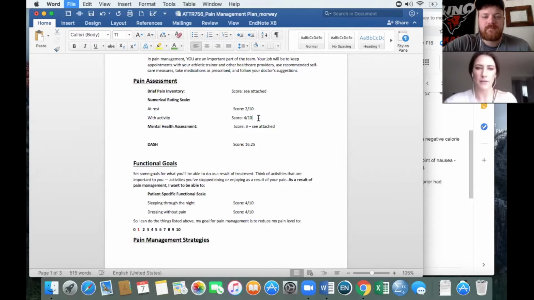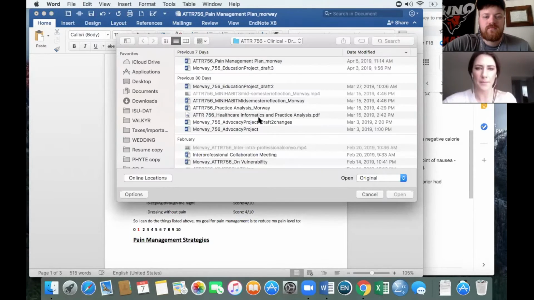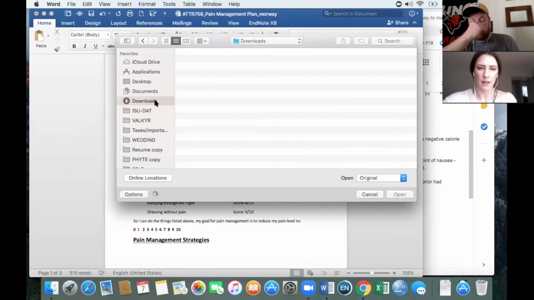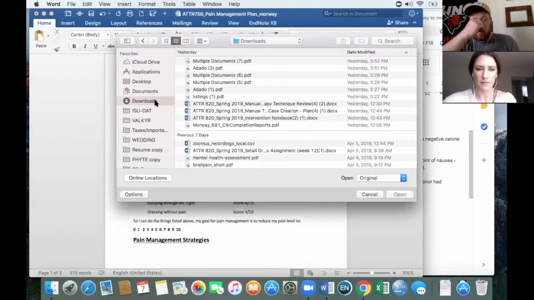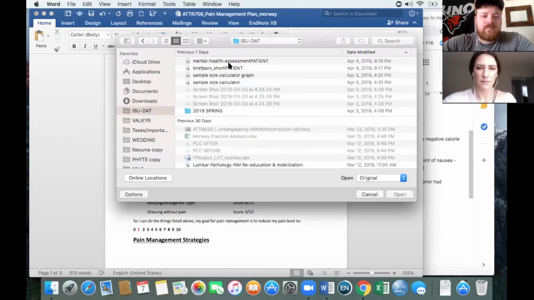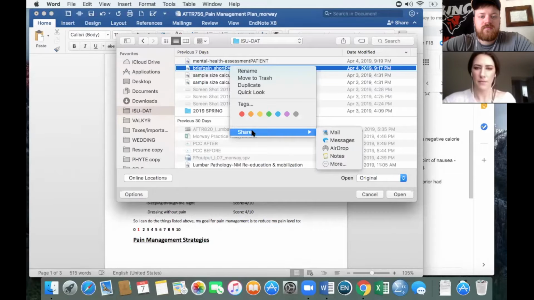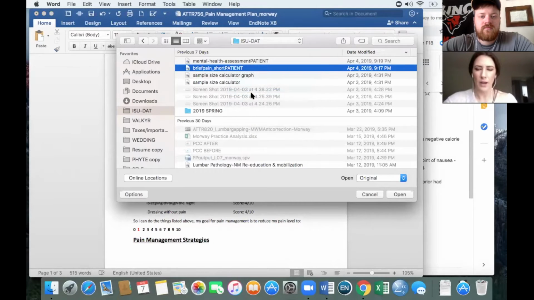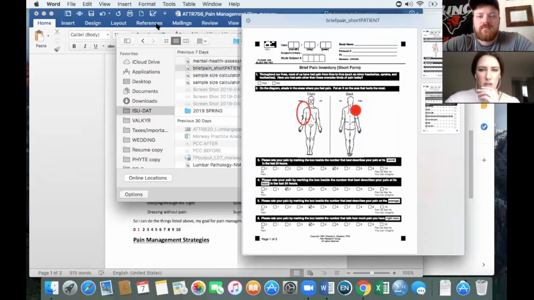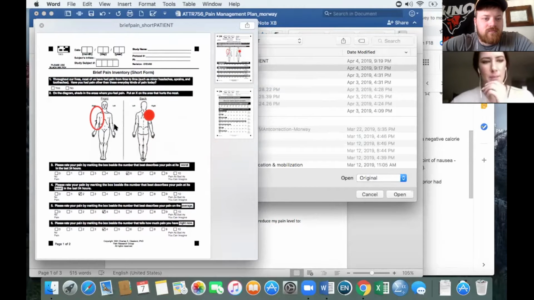I also use the brief pain inventory. So let me open that up here. Okay, so this was the brief pain inventory. She did this remotely. Pain is primarily in the right shoulder, front and back side. She has pain really localized to the shoulder, with no numbness and tingling down the arm.